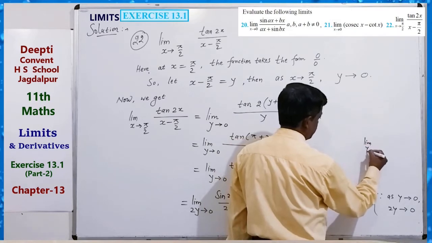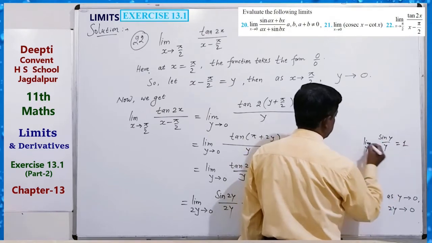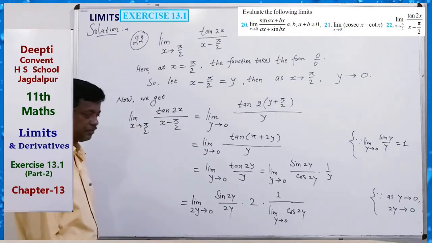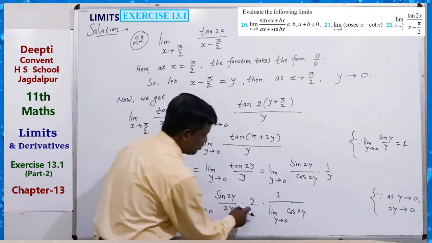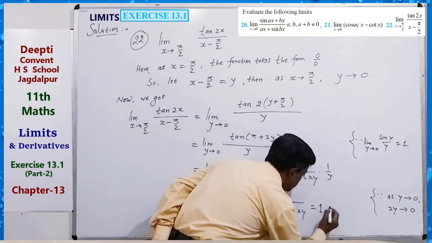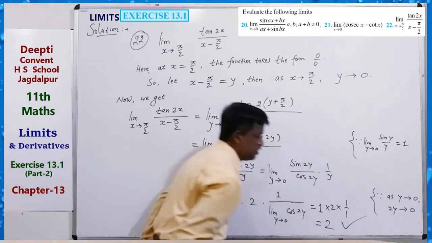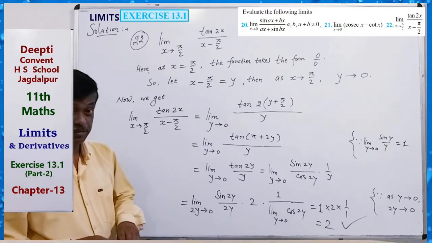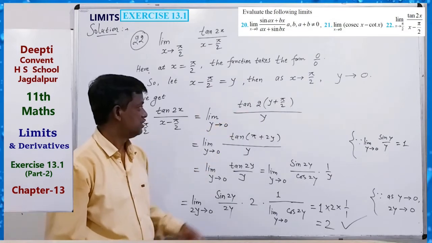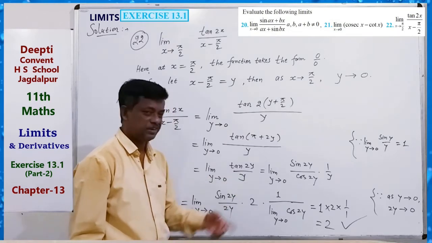So here we can see that limit y tending to 0 sin y upon y equals 1. Also this is our formula. So 1 into 2 into 1 by 1 equals 2. So 2 is the limit. Okay, here the main thing is this substitution. After substitution we get this: tan of pi plus 2y equals tan 2y. So here 2 can be adjusted.